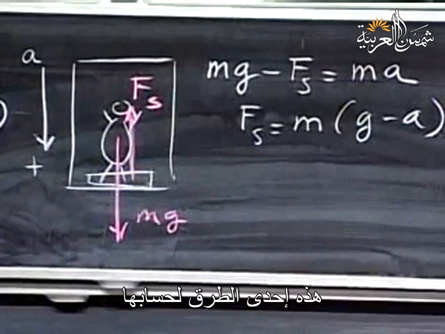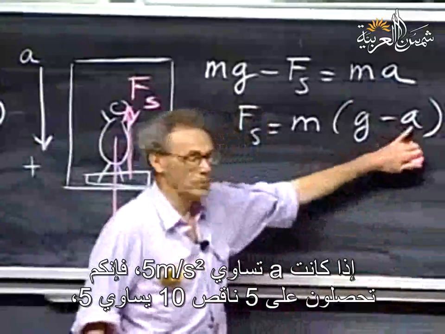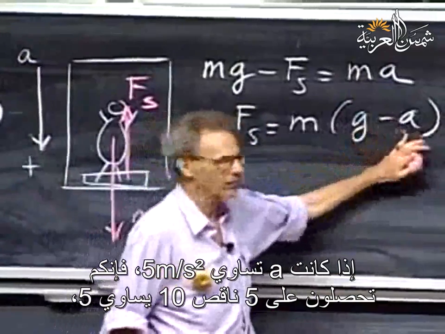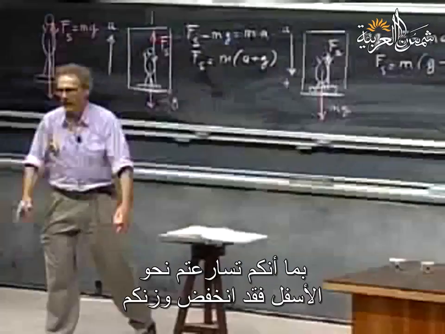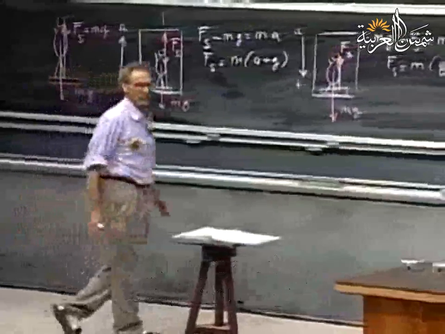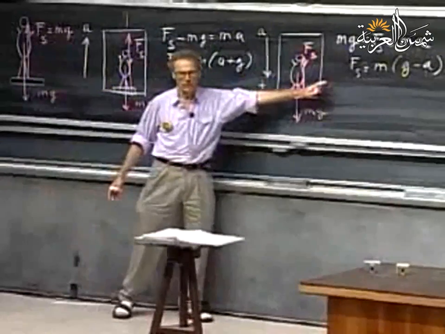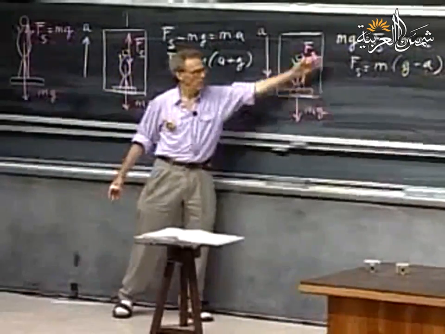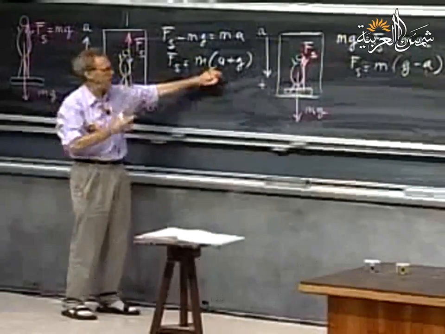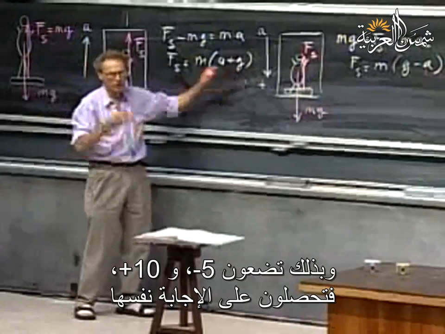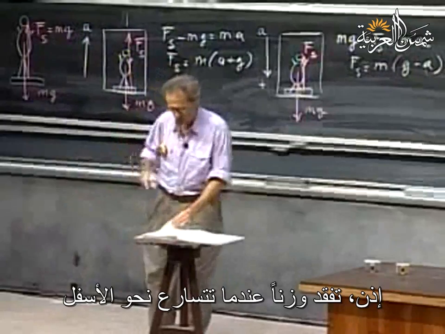This is one way of doing it, and you put in positive values for a. If a is 5 meters per second squared, you get 10 minus 5 is 5. Your weight is half. You've lost weight. Being accelerated down, you've lost weight. You could also have used this equation and not go through this trouble of setting up Newton's law again. You could simply have said, okay, this a is minus in this coordinate system, and so you put in a minus 5 and a plus 10, you get the same answer. So you have lost weight when you accelerate downwards.